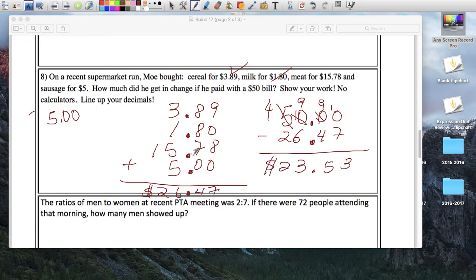So the idea is remembering how to add decimals, which is to make sure the decimals are lined up under each other.